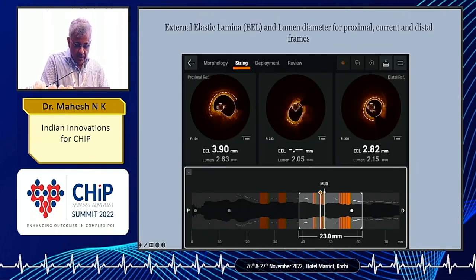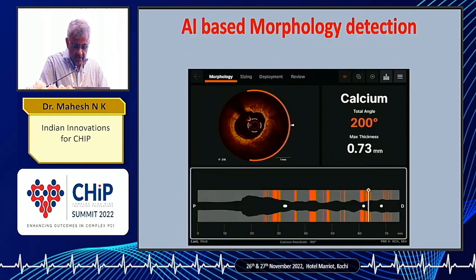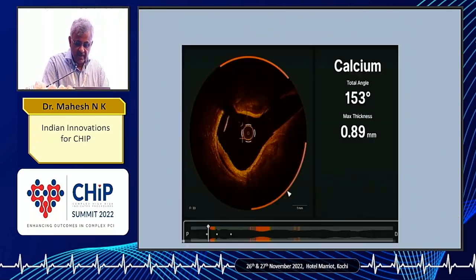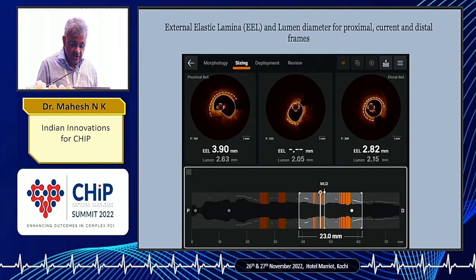The last was about 3 slides on OCT. Just want to tell you that the calcium detection is automatic, the maximum thickness is automatic, the angle is automatic, and since this is there, your life becomes very easy. Just take an OCT run. You don't have to sit at the console and find out what is happening. It tells you straight away.